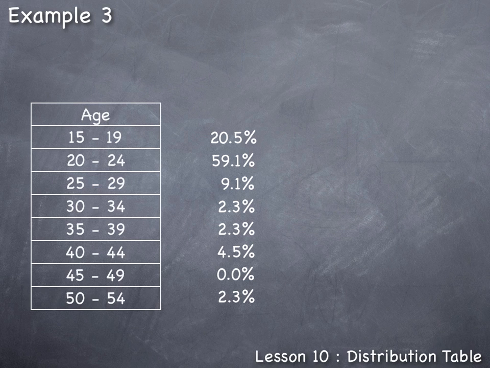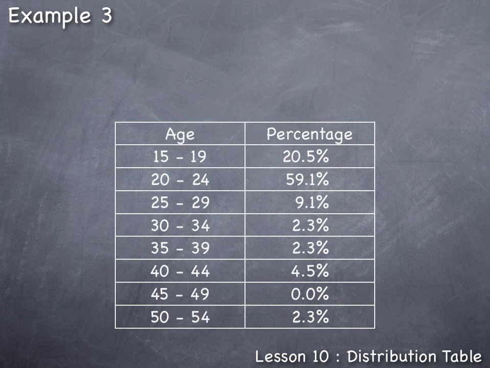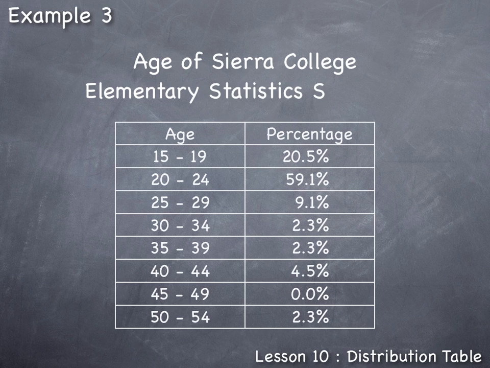So now we can include the percentage in our distribution table, and we get the following result. But our distribution table is not complete until we have a title. And the title needs to convey both the data, in this case, which is age, and the population we sampled from, which was Sierra College statistics students. So an appropriate title for this type of data would be Age of Sierra College Elementary Statistics Students. So here we've completed the percentage distribution table for ages of Sierra College Elementary Statistics students.